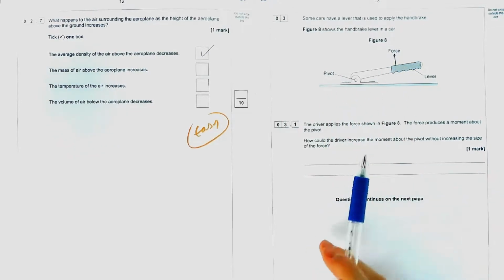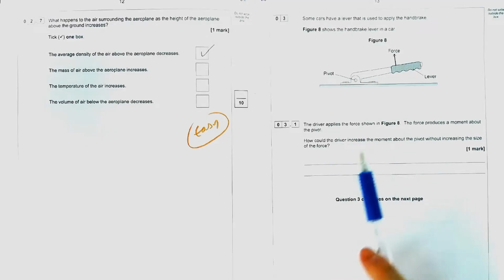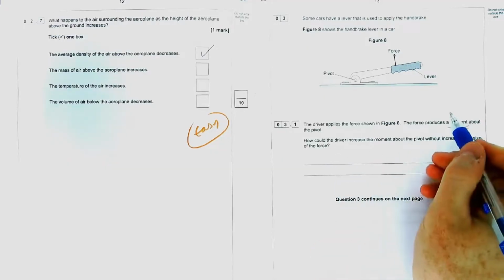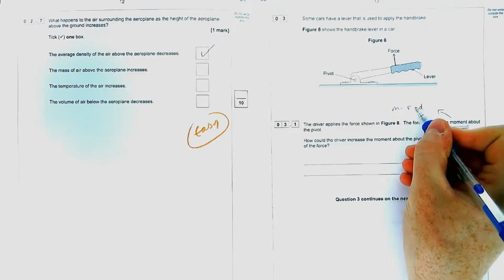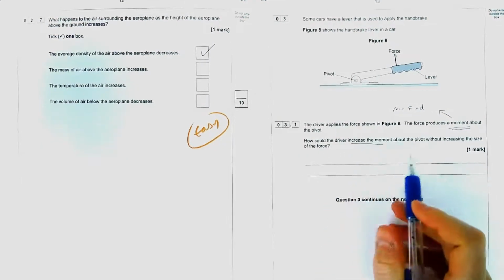So moment, we should know, if you look at your equation sheet, moment equals force multiplied by distance. That's a clue for the next question. The question says, how could the driver increase the moment about the pivot without increasing the size of the force? So obviously force can't be an option. The only way that moment could be increased then is by increasing the distance.